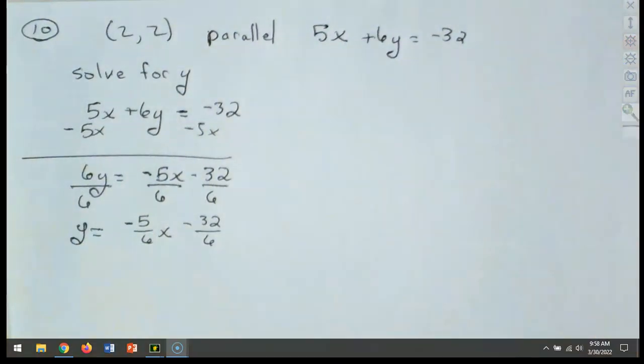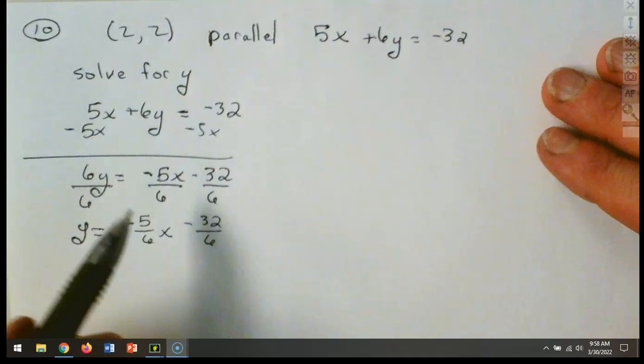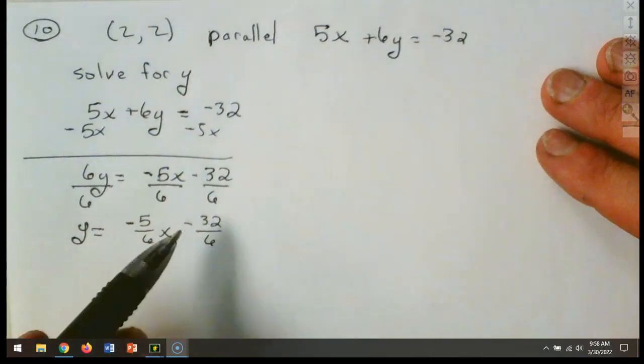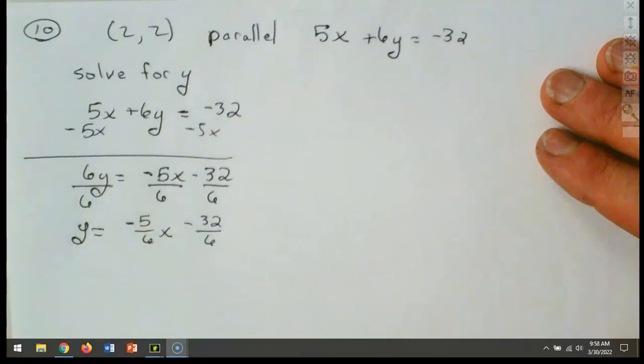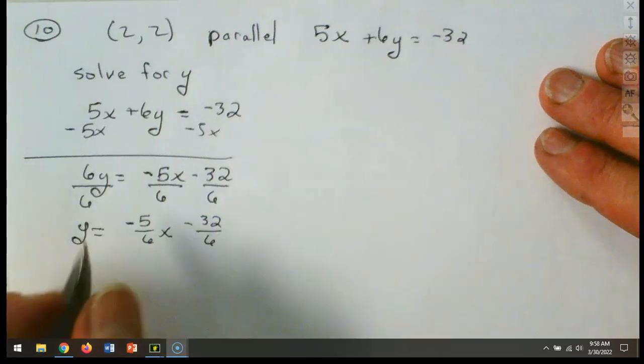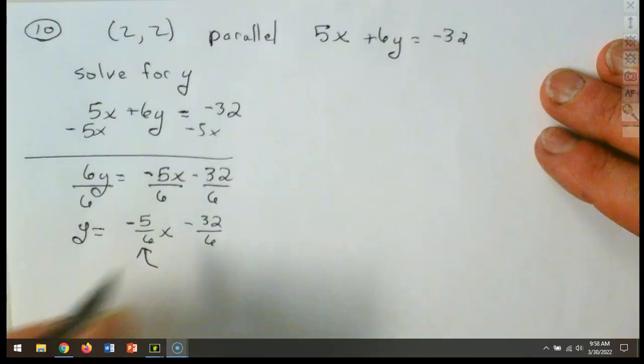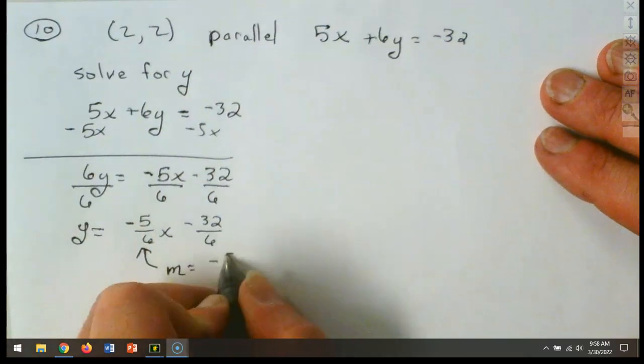And you could reduce that down if you wanted, right? You could reduce this down to be what? Let's see, 16 over 3 if you want. I'll leave it as it is because we don't care, because all we care about is what? Is the slope, which is that negative 5/6.